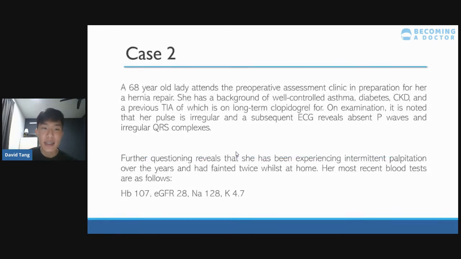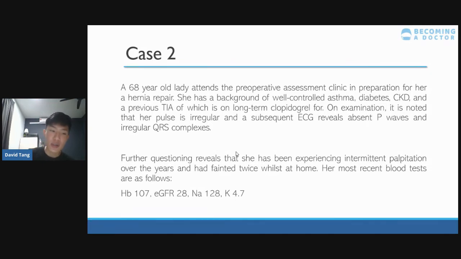So we have a 68-year-old lady who was attending a pre-op assessment clinic. She was waiting for a hernia repair, and she has a background of well-controlled asthma, diabetes, chronic kidney disease, and a previous TIA, which stands for transient ischemic attack of the brain, for which she is on long-term clopidogrel. On examination, it was noted that her pulse was irregular, and her ECG reveals absent P waves and irregular QRS complexes. Further questioning reveals that she's been having intermittent palpitations, and she fainted twice at home.